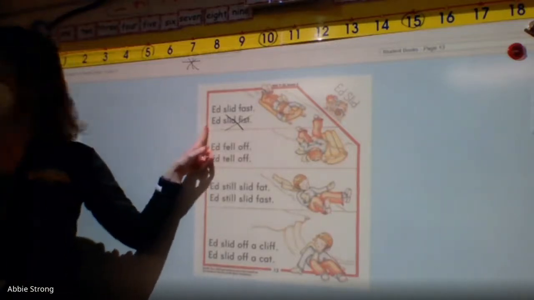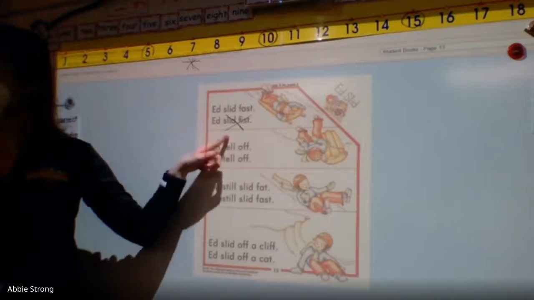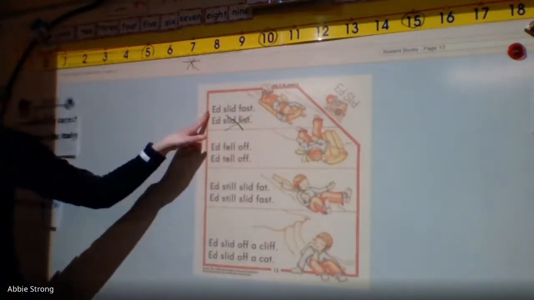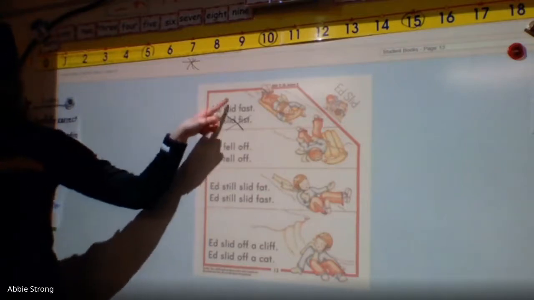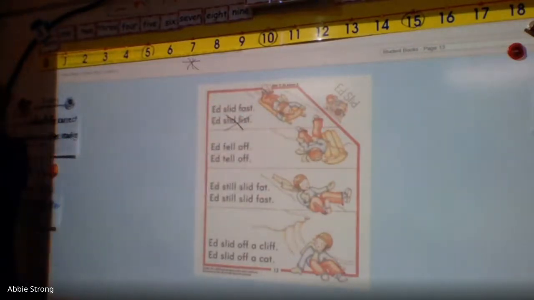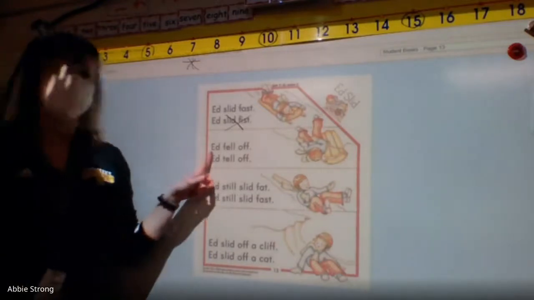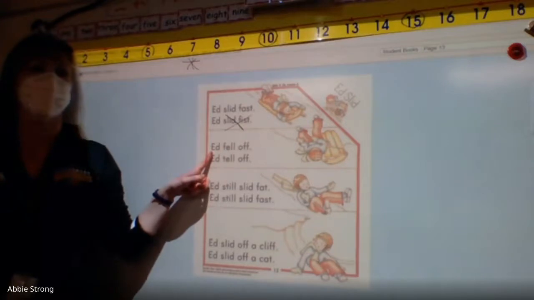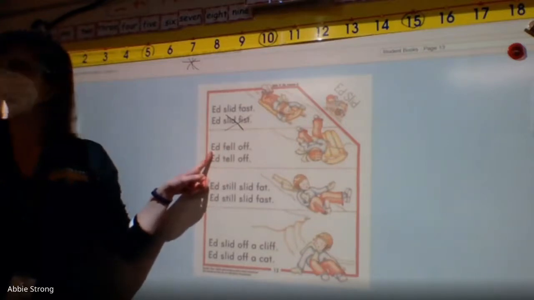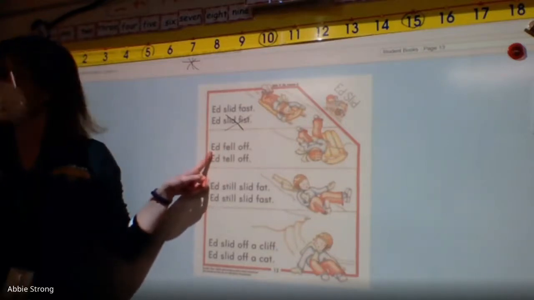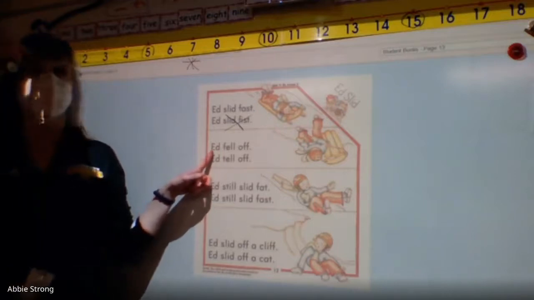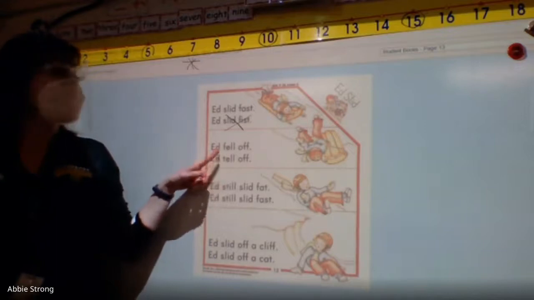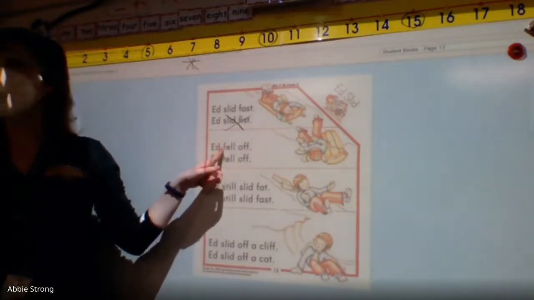Yep, he did it exactly right. He crossed off the sentence that does not make sense. Ed slid fist. That does not make sense. The first one, Ed slid fast. That one makes sense. Ooh, let's read this one now. Ready? Put your finger under the word. Oh, I'm looking for just a pair of eyes, 2 pairs of eyes. One more pair. Ready? Here we go. Put your finger on the paper. Here we go. Ed, read with me.